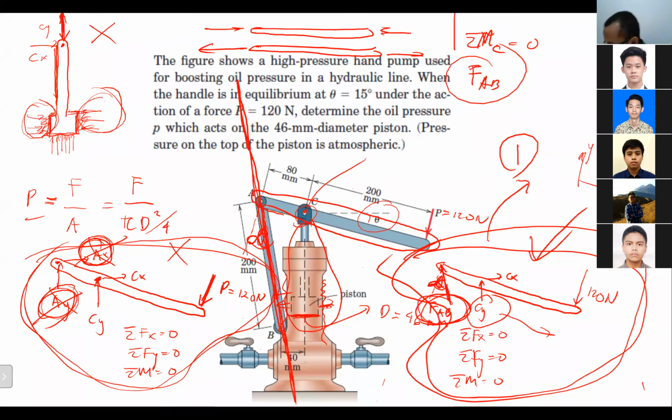What is the angle between link AB and link AC? Can you help me find that? As long as you can find that, it will be quite easy. Is it sin 80 over 200? Why suddenly sin 80? Because the distance is 80. No, you have to draw it first. Theta there is 15 degrees, right?